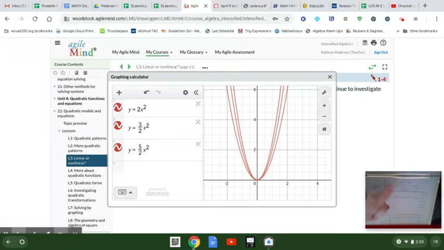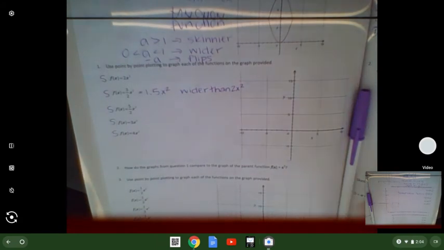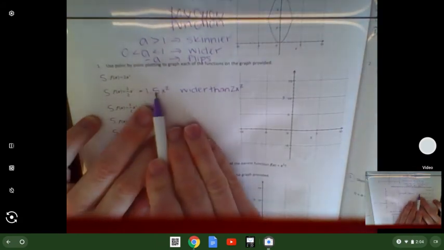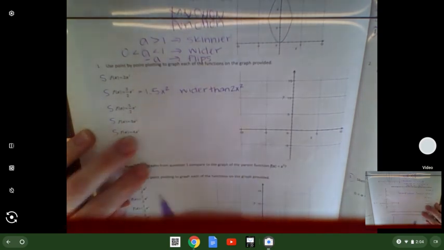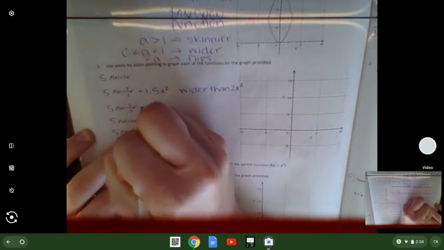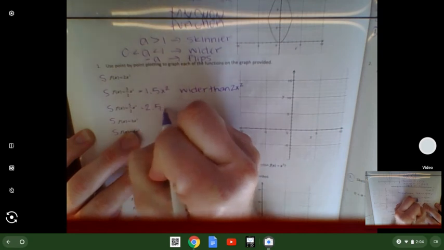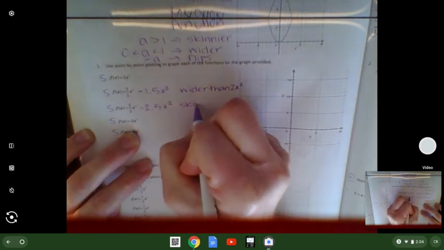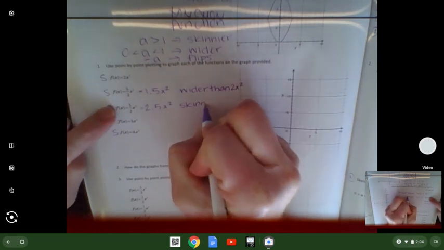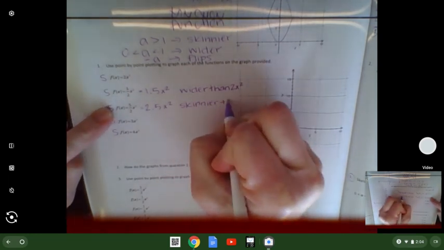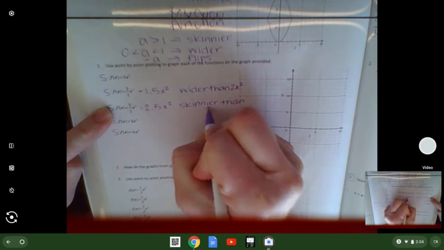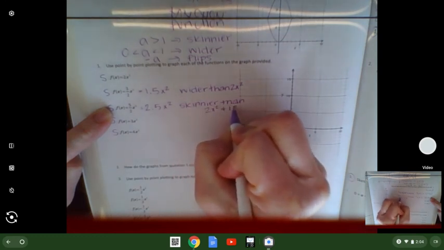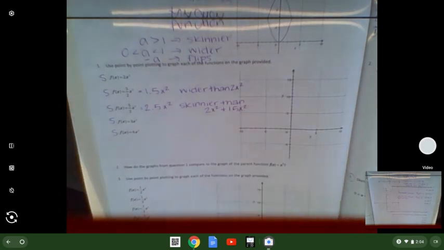Let's talk about what we just noticed. Okay, so we have said 3/2, same as 1.5, wider than 2x squared. 5 divided by 2 is actually 2.5 x squared, and it was the skinniest of the two previous ones. Skinnier than 2x squared and 1.5, 3/2 x squared.